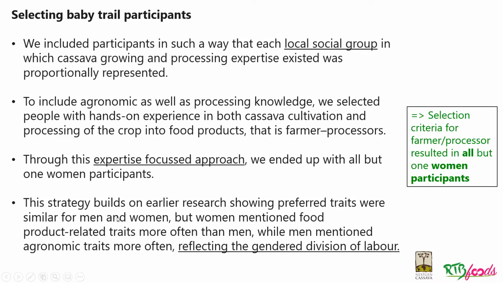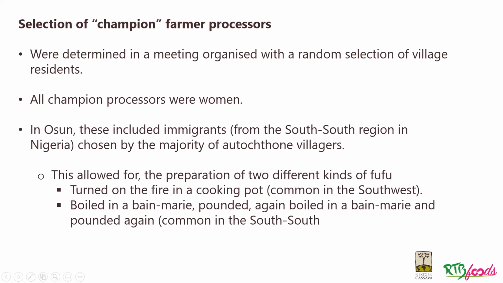This strategy builds on early research showing preferred traits were similar for men and women, but women mentioned food and product-related traits more often than men, while men mentioned agronomic traits more often, clearly reflecting the gendered division of labor rather than any conflicting traits mentioned. Women were more precise in mentioning food quality related traits.